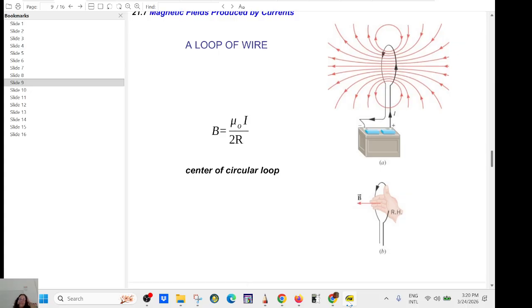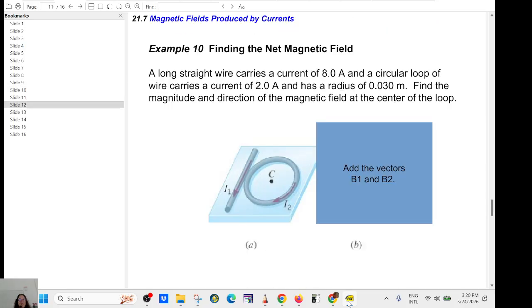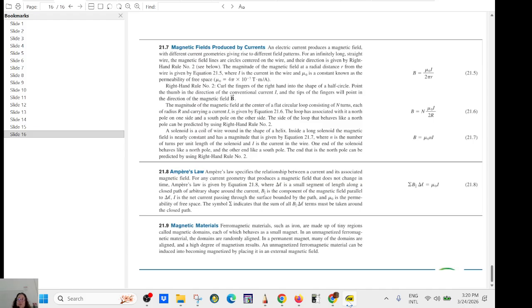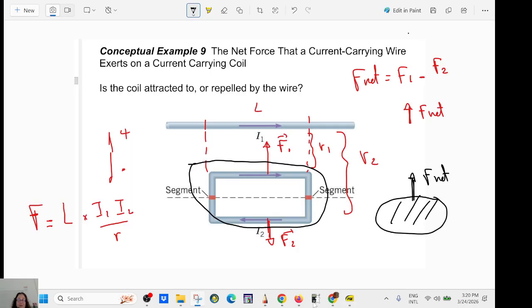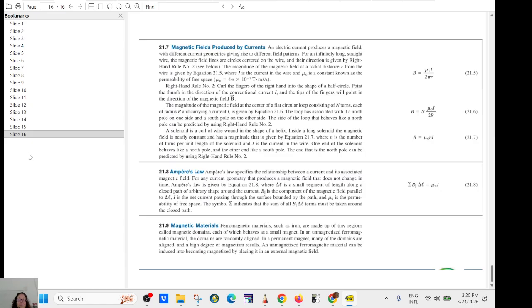No equation. Sorry. Let's look at the summary. Let's see if we have everything. Let's look at the summary. You're gonna hate me today. There are so many equations.